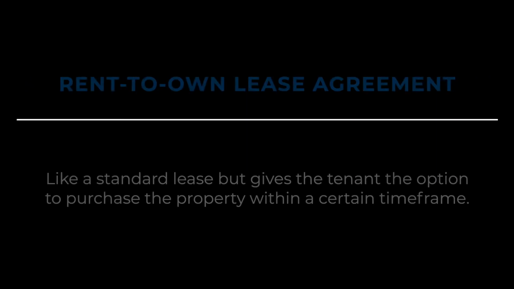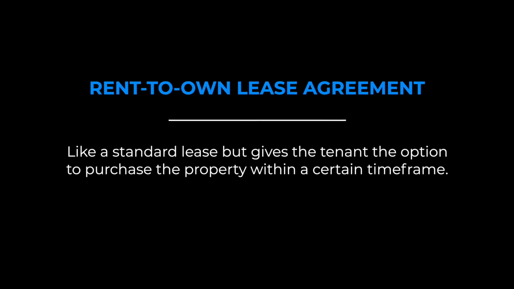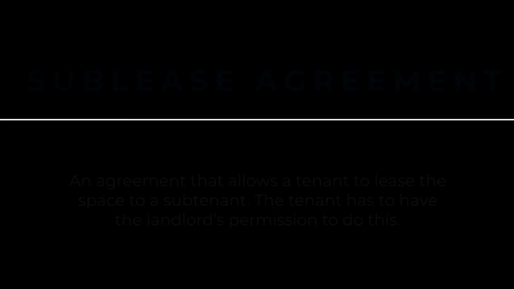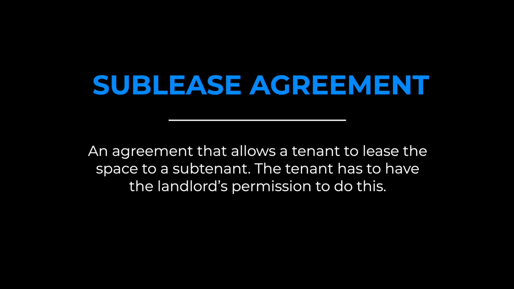A rent-to-own lease agreement is like a standard lease but gives the tenant the option to purchase the property within a certain time frame. A room rental agreement is used for renting a room in a shared space. A sublease agreement is an agreement that allows a tenant to lease the space to a subtenant. The tenant has to have the landlord's permission to do this.